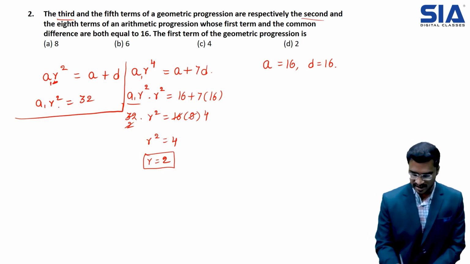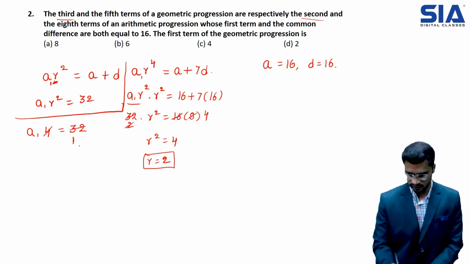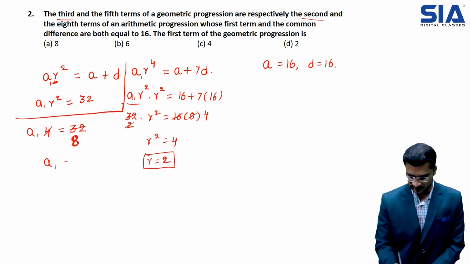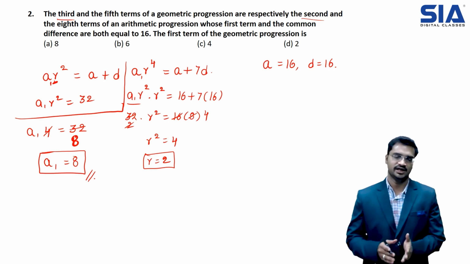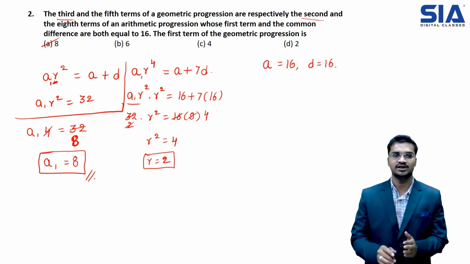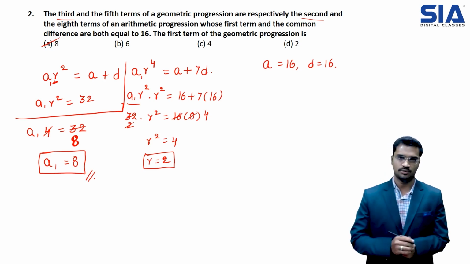So we know that a1 r square is 32. So a1, the r square value is what? 4. Then 32. A1 multiplied by 4 is equal to 32. So 4 ones are 4. Now 4 8s are 32. So our A1, or the first term in our geometric progression, is what? The first term in our geometric progression is 8, which is option 1. So here he has asked for what is the first term in geometric progression. So our answer is option A, which is 8.